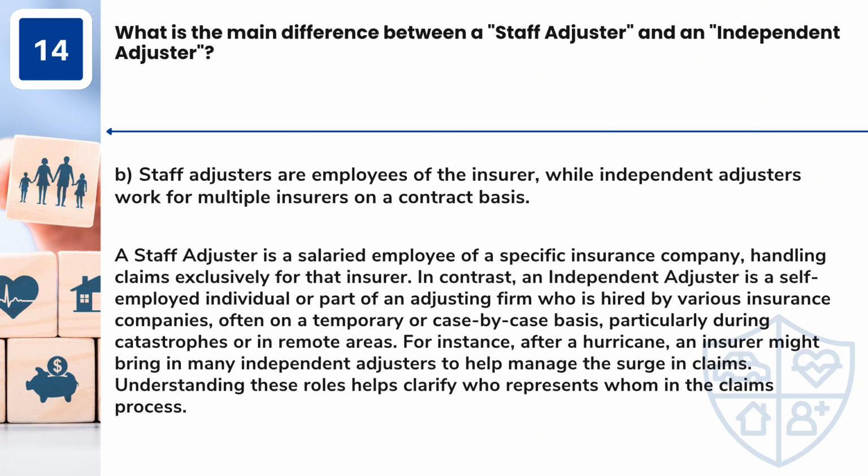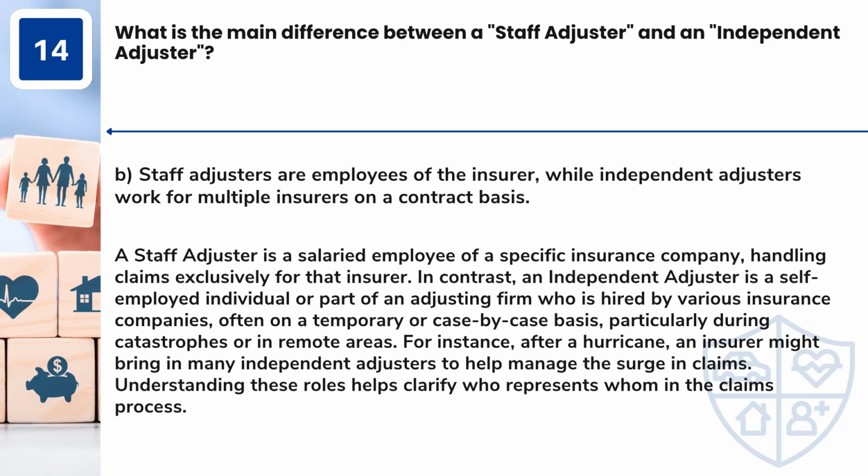Answer: B. Staff adjusters are employees of the insurer, while independent adjusters work for multiple insurers on a contract basis. Explanation: a staff adjuster is a salaried employee of a specific insurance company, handling claims exclusively for that insurer. In contrast, an independent adjuster is a self-employed individual or part of an adjusting firm who is hired by various insurance companies, often on a temporary or case-by-case basis, particularly during catastrophes or in remote areas.